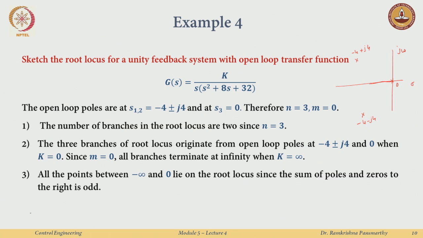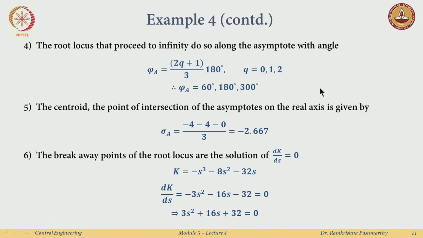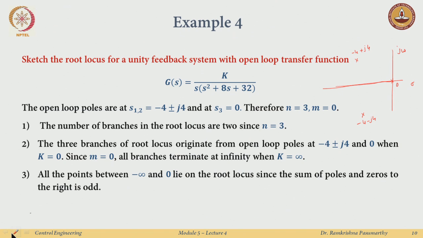Which points of the real line lie on the root locus? This is fairly obvious: at any point to the left of 0, I look at the right, and there will always be an odd number of poles, 1 until I reach here, and after that there will be 3. In the usual process of finding how the roots proceed to infinity, they will be at asymptote angles of 60, 180 and 300 with the standard formula, and then the centroid of these asymptotes would be minus 2.66. So, somewhere over here.